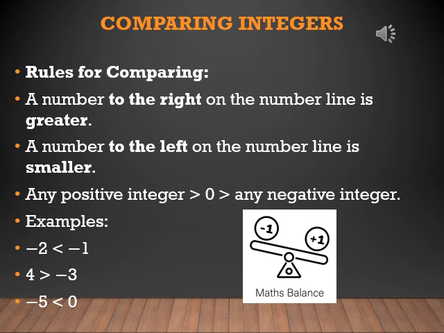Comparing positive and negative integers. Any positive integer is always greater than any negative integer. For example, 3 is always greater than minus 4. 1 is greater than minus 99 because positive numbers are on the right side of 0.